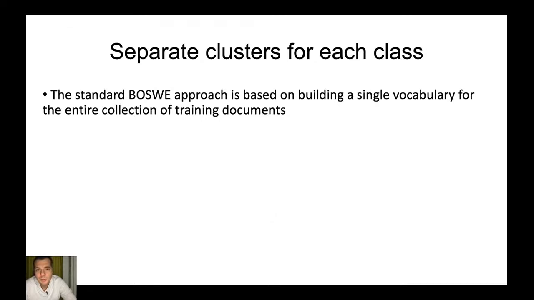Another idea was to use separate clusters for each class. You can take the documents and build vocabularies that are class dependent, and build a representation for each class. The approach that we actually used was to concatenate the corresponding representation for each clustering. Here the idea was to disentangle the words that are semantically related but belong to different classes. We saw that this can bring some performance improvements.